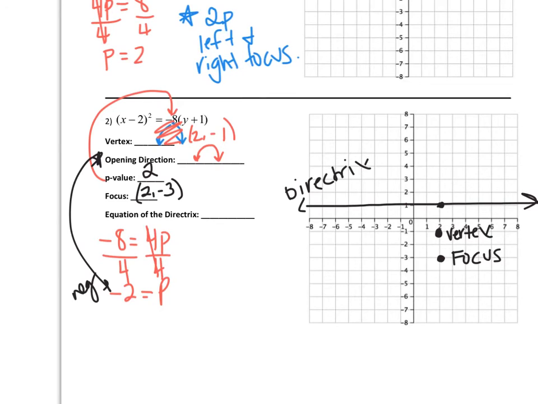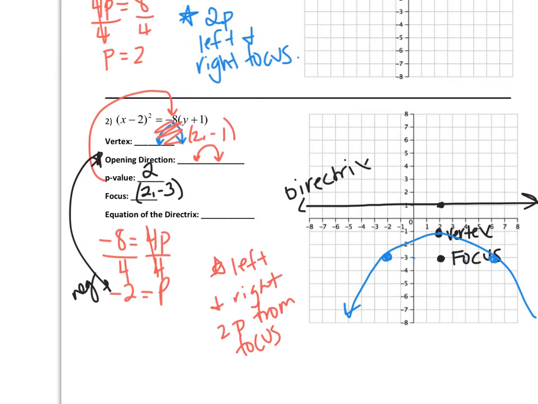And if I want to graph it, we're going to go left and right 2p from focus. So my p is 2, so 2 times p is 4. So we're going to go left and right 4. So here, and here, and that's my parabola. I'll explain where these values come from, but for now, just try to understand how to graph it. Alright, let's move on to the next page.